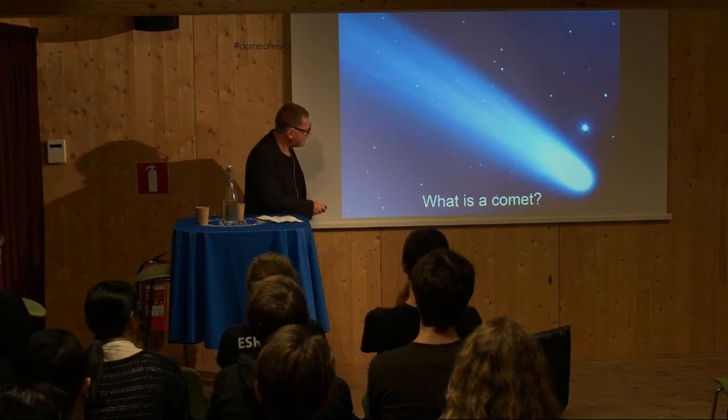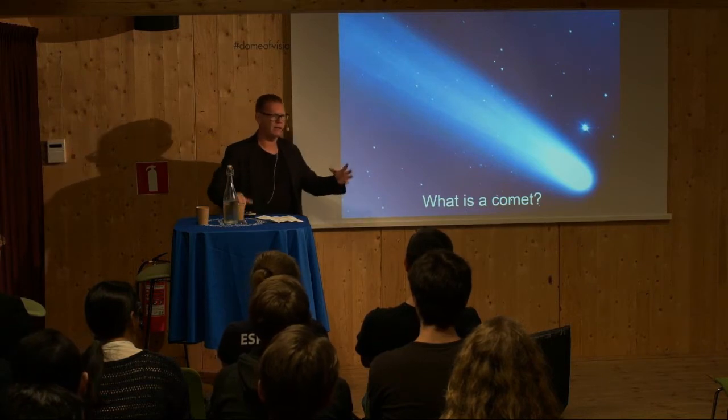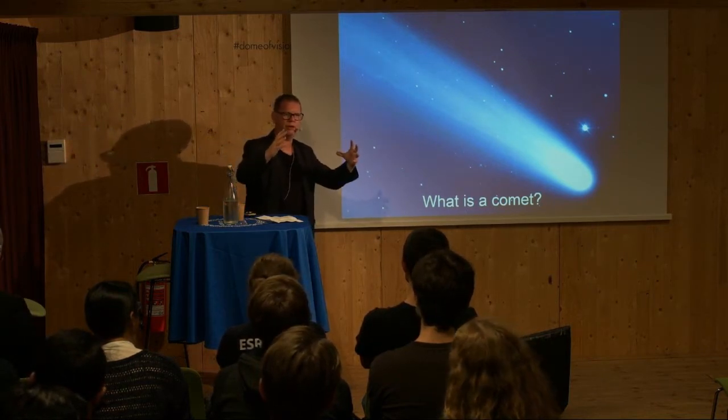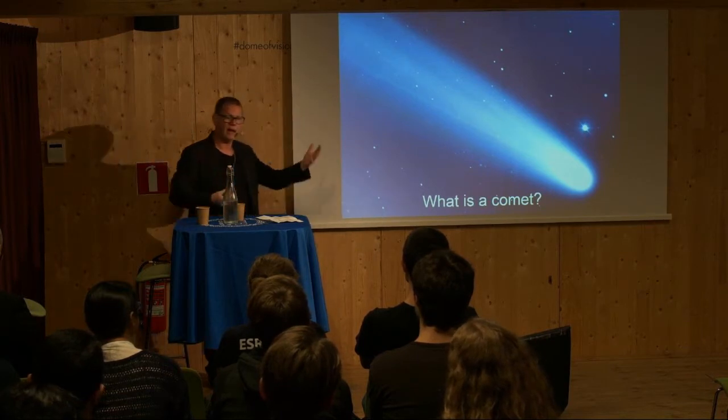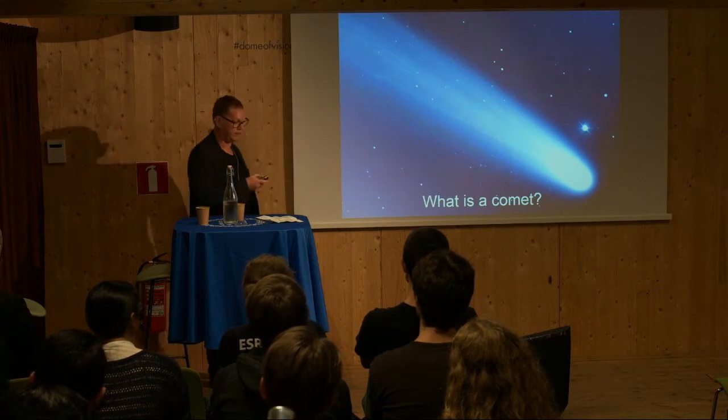So what's the coma? Well, inside the coma, there's a tiny nucleus of the comet, which is basically a piece of ice. So we usually say a comet is like a snowball or a dirty snowball. So it's mainly ice and also some dust and maybe some carbon and other organic material.